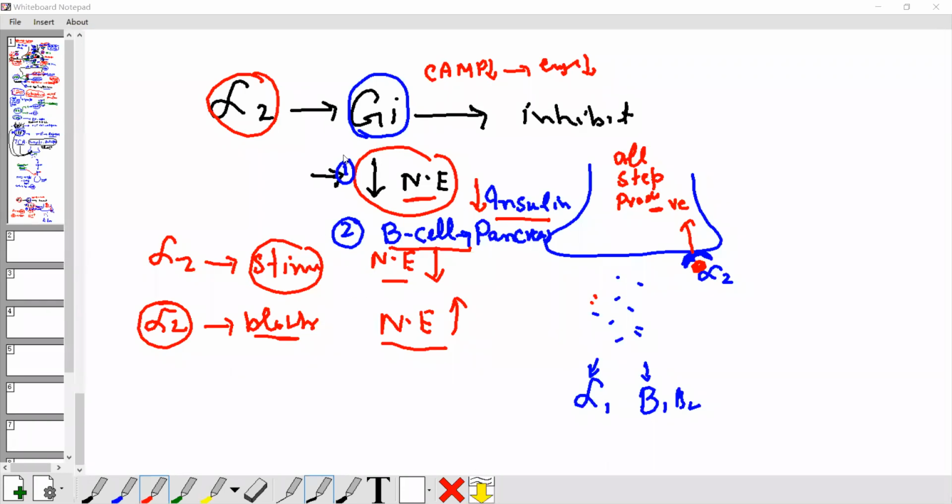Is the function of alpha 2 clear? Decrease release of norepinephrine and decrease release of insulin, because it is present on beta cells. Okay, now we come to our main topic.